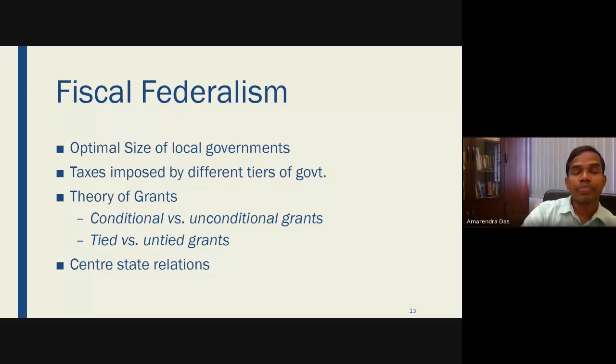The size of the optimal government, the taxes, and the public goods that should be provided by the local government. Then we also discussed the theory of grants, whether a grant should be conditional or unconditional, tied or untied. See, when the center gives money to the states or the panchayats, what should be the nature of the grant? There is a theory behind that. Sometimes government says that is a central scheme. There are centrally sponsored schemes. Usually in a central scheme, all the money comes directly from the center and is spent by the states. That is one form of grant.